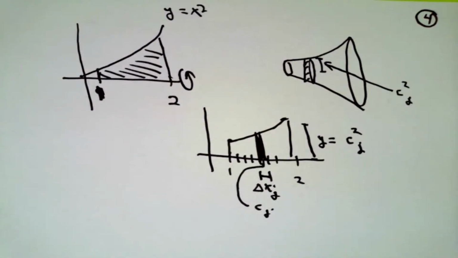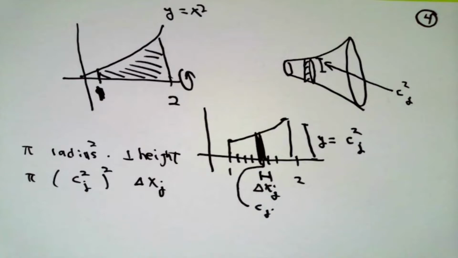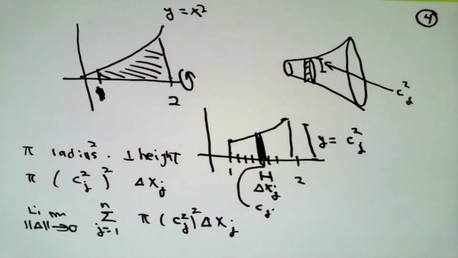Our recipe says pi times radius squared times perpendicular height of the disk. So I'm going to have pi times the square of cj squared multiplied by delta x number j, and then it's business as usual. Add up the contributions from each one of the disks, take the limit as the norm of the partition tends to 0. This limit of a sum should be the volume of my three-dimensional solid. Of course, this is the definition of an integral.